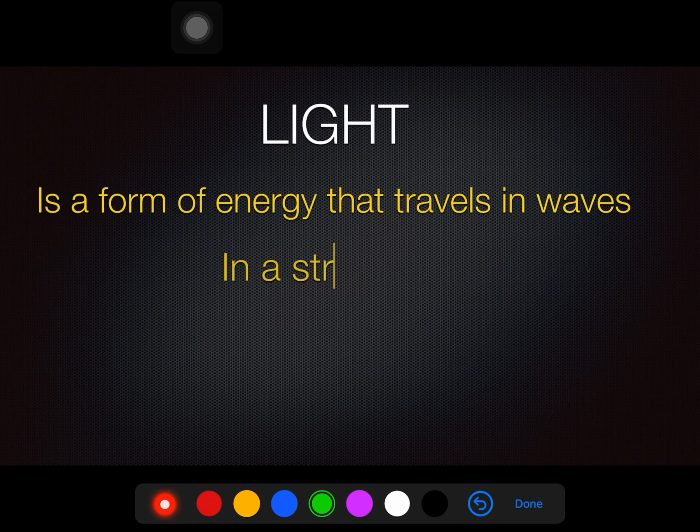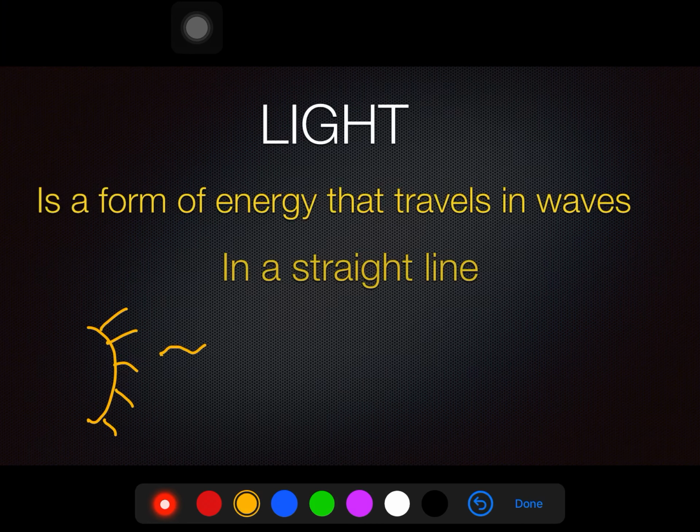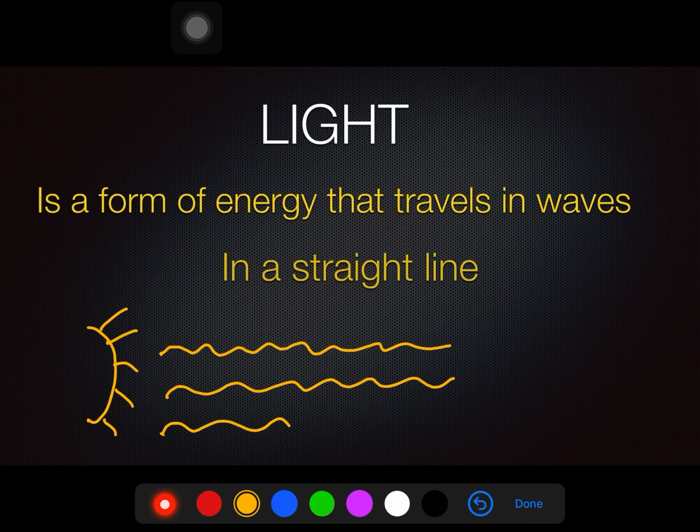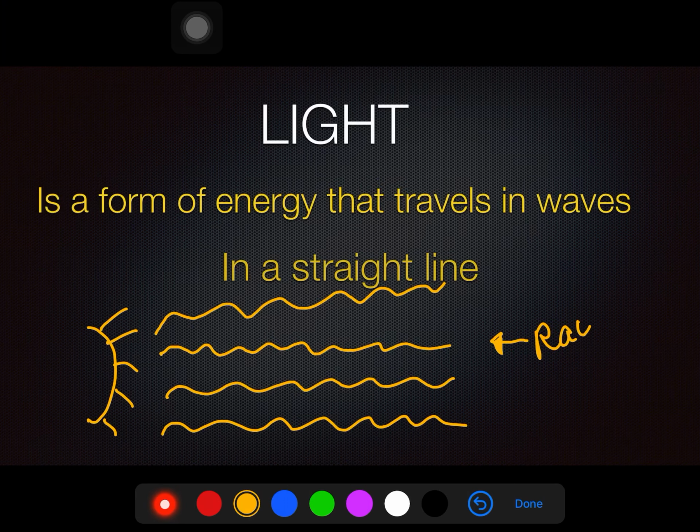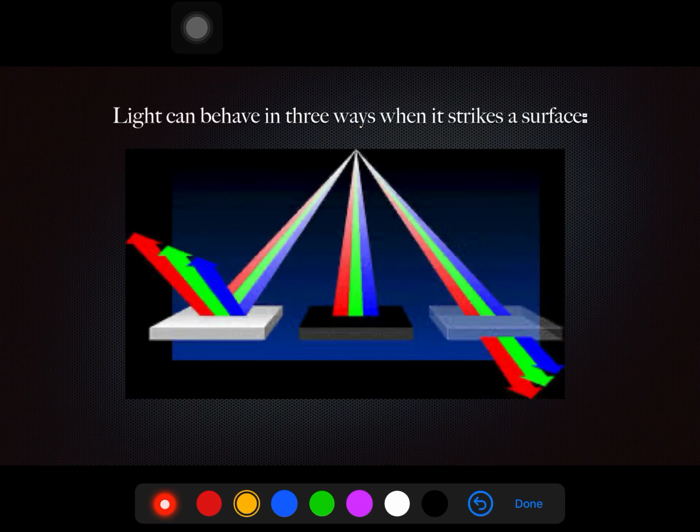Light is a form of energy and it travels in waves. That's a key factor. And we also know that it travels in a straight line. So imagining the sun here, it's traveling in a wave from the sun, but it's traveling in a straight line. Okay? The waves are curvy, but the path that light travels is straight. And that's a key. We also sometimes call these little parts of light rays. So you may hear a light ray or a light wave. It's kind of the same thing.